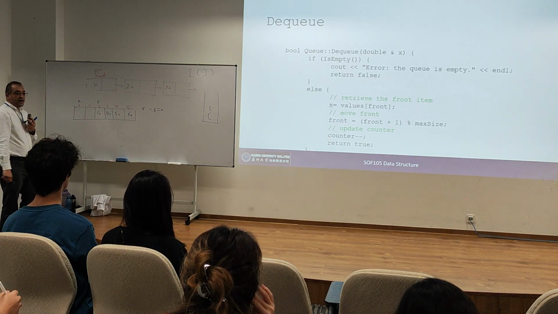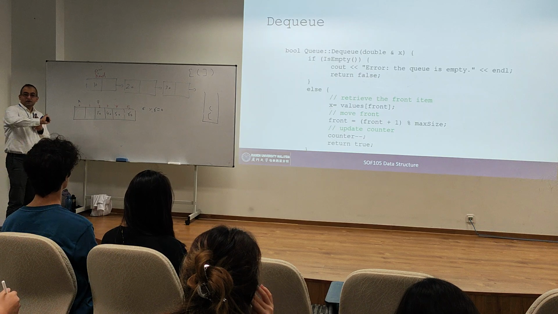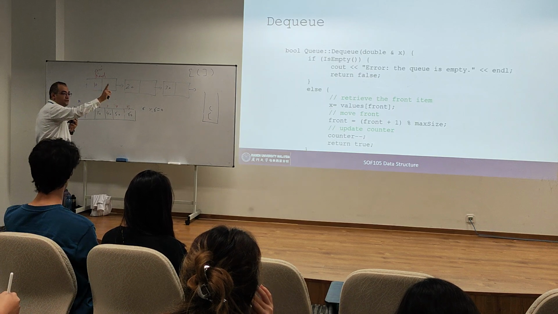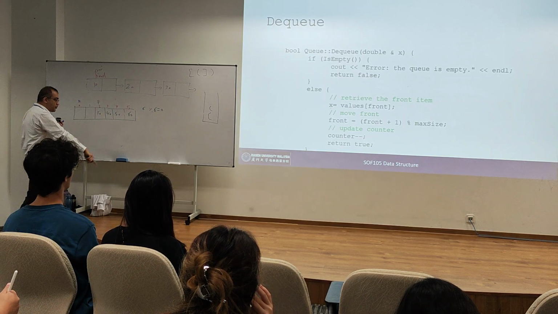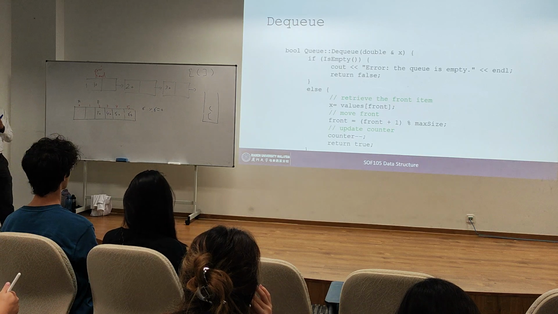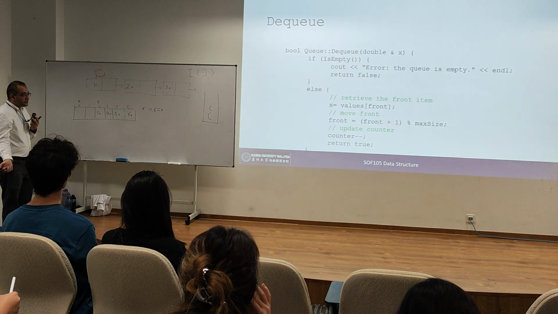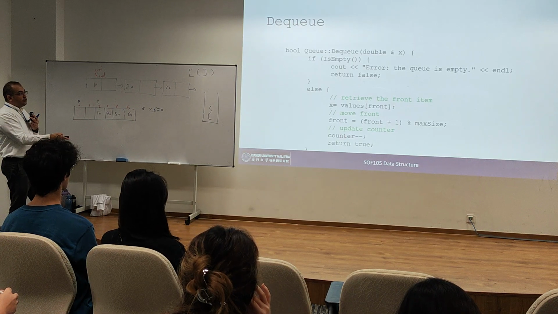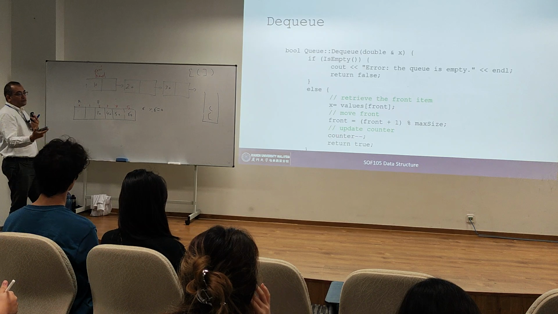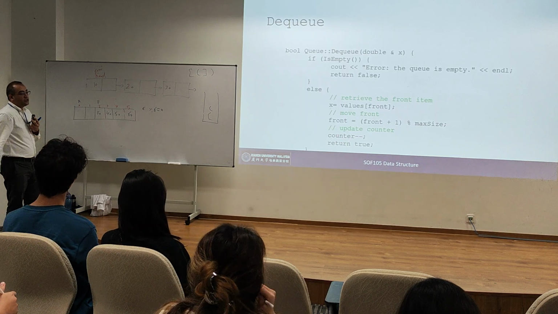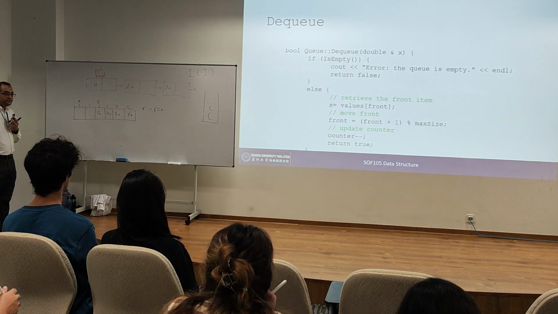Why am I doing mod the size? To go back when it's needed. Yes, just in case the mod exceeds the boundary of the array. What I do to front, go back to the beginning. Alright? That's it. Every time I dequeue, what I do? Counter minus minus, and I return true. Okay?